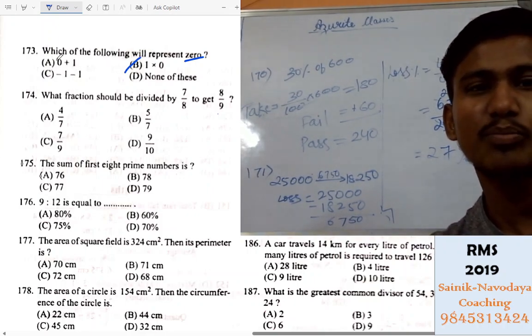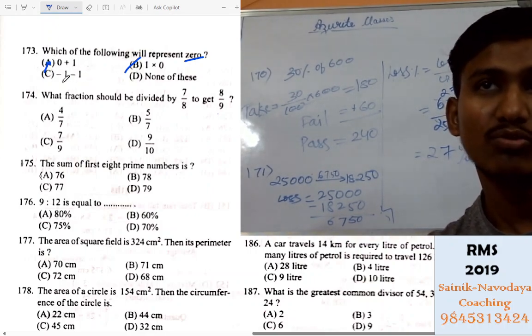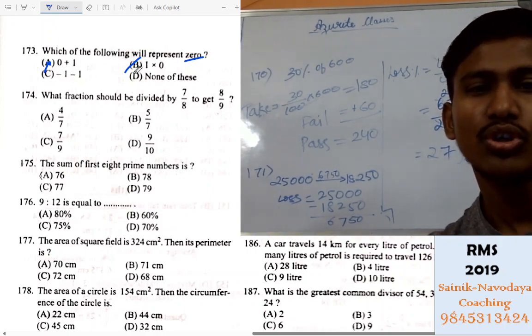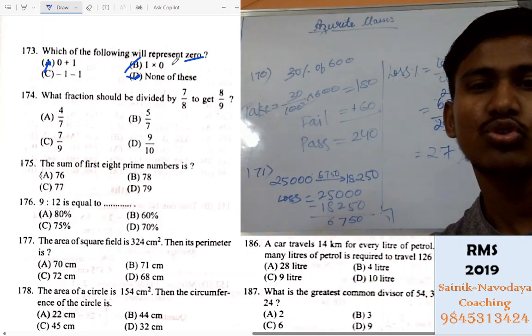1 plus 0 plus 1 is 2, so option A will not come. Minus 1 minus 2 is minus 3, minus 1 is minus 4. So none of these. So 1 into 0 is 0. So option B is the answer.